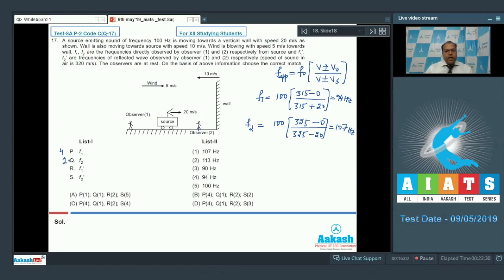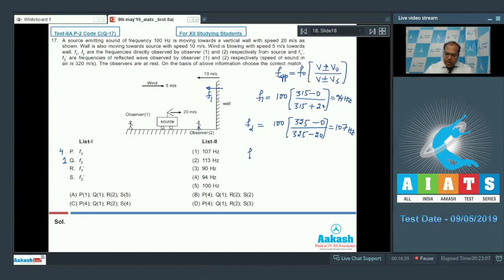Now I have to calculate what is f1 dash. In order to calculate f1 dash, first of all, we have to find out the frequency received by this wall if it is considered to be an observer. Let this be f1.